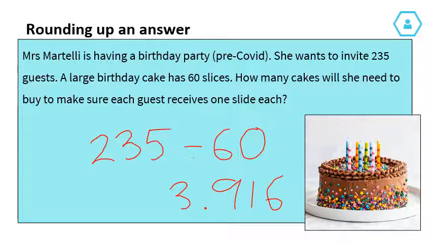So here, if we want to make sure everybody gets fed, we're going to actually need to round this number up to 4. So you should need to buy 4 large birthday cakes to make sure everybody receives 1 slice each. Now there will be some left over, but she can't just buy 3 and go, oh, well, sorry, the rest won't have any. Everybody wants to get 1 slice. She'll need to buy 4. So that's another situation where we're rounding up the answer to make sure that everybody is satisfied.